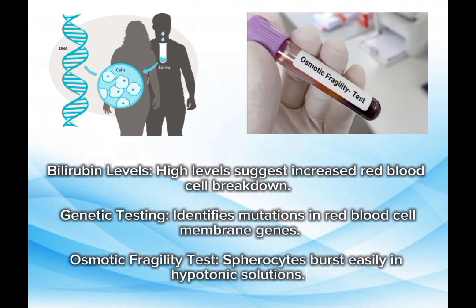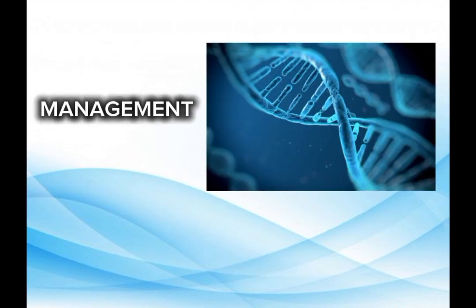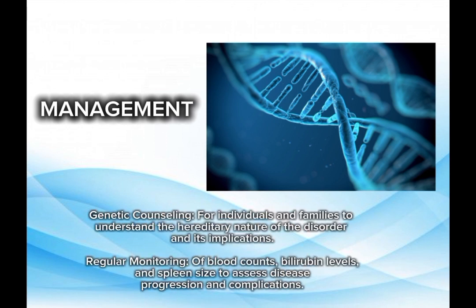Genetic testing identifies the mutation in red blood cell membrane genes. Osmotic fragility tests show spherocytes burst easily in hypotonic solution. Management of congenital spherocytosis involves several approaches.